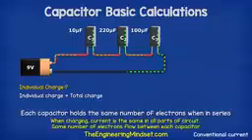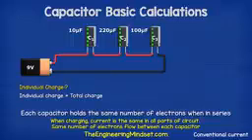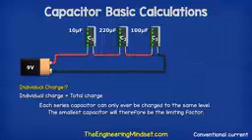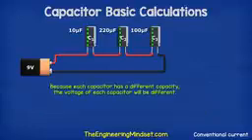And that's because when we charged the capacitors, the current was exactly the same in all parts of the circuit. The same number of electrons that were pushed into one plate were pushed out of the opposite plate. So each series capacitor can only ever be charged to the same level. The smallest capacitor will therefore be the limiting factor. However, because each capacitor can hold a different capacity, the voltage of each capacitor will be different.